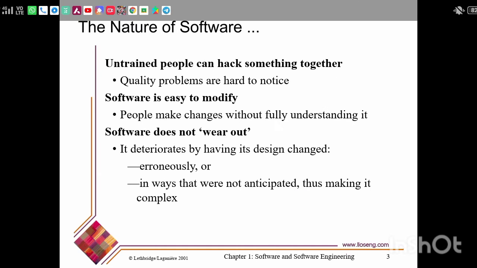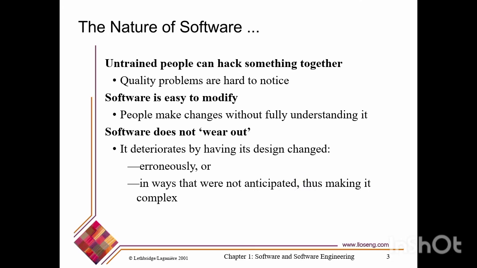Here, the first topic of the first chapter: nature of software. Untrained people can hack something together, and software is easy to modify. Software does not wear out. Quality problems are hard to notice. People make changes without fully understanding it. Software deteriorates by having its design changed erroneously or in ways that were not anticipated, thus making it complex.